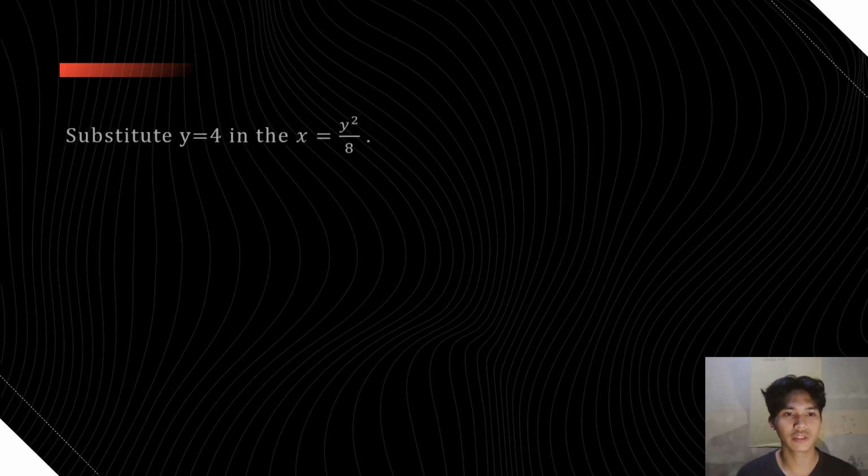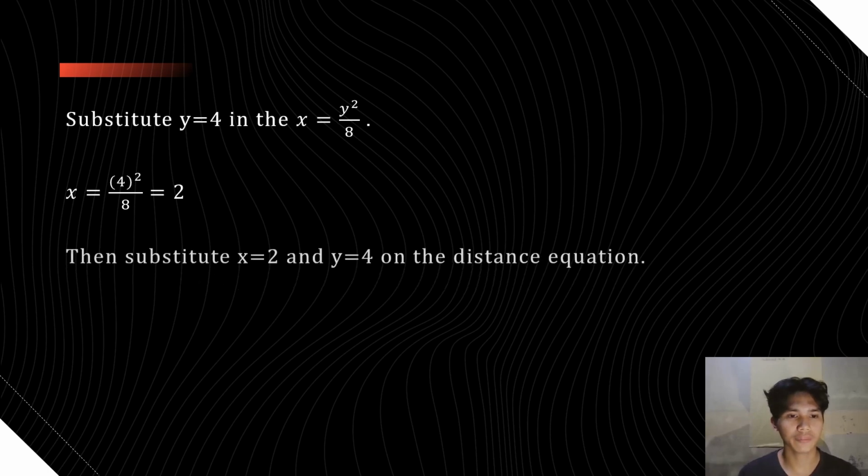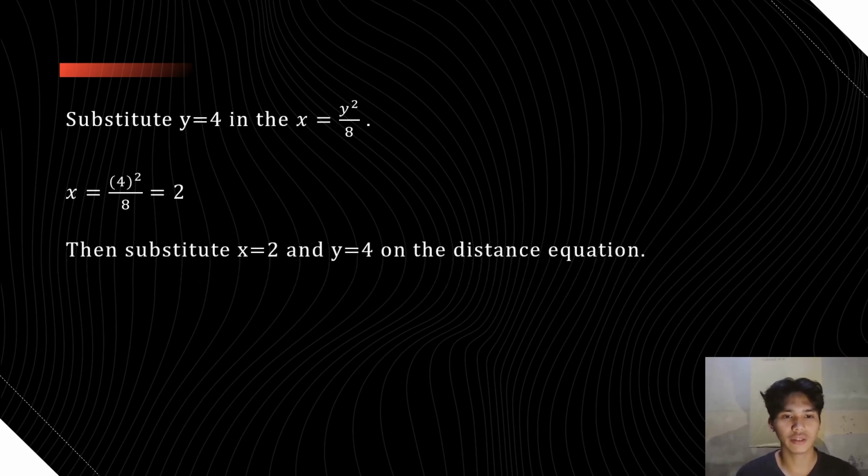So let's proceed to the next step. We substitute y equals 4 in x equals y squared over 8. So we substitute y equals 4 into the function of x. So x is equal to 4, which is our y, raised to 2, over 8, is equal to 2. Then we substitute x equals 2 and y equals 4 into the distance equation.